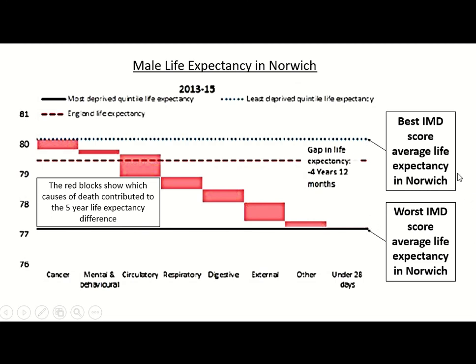Huge inequality in terms of how long you will live for. People who grow up in the wealthy areas of Norwich that have all the opportunity, all that access to services, good nutritious food, will live 5 years longer on average.